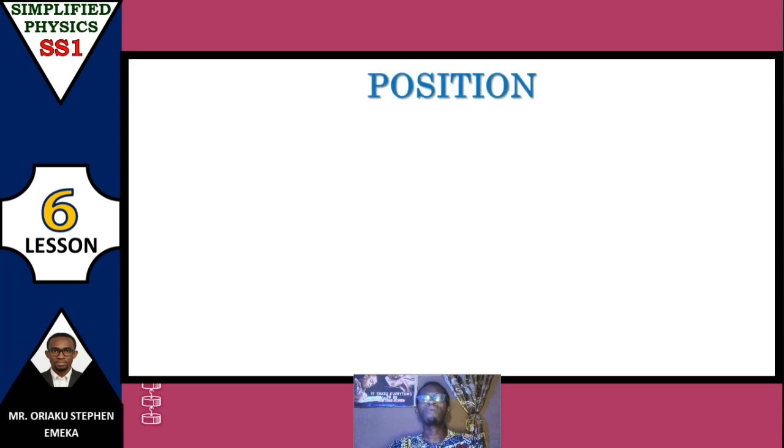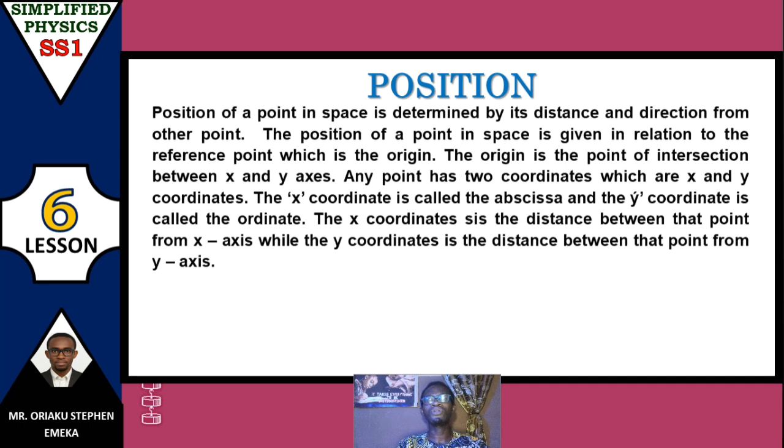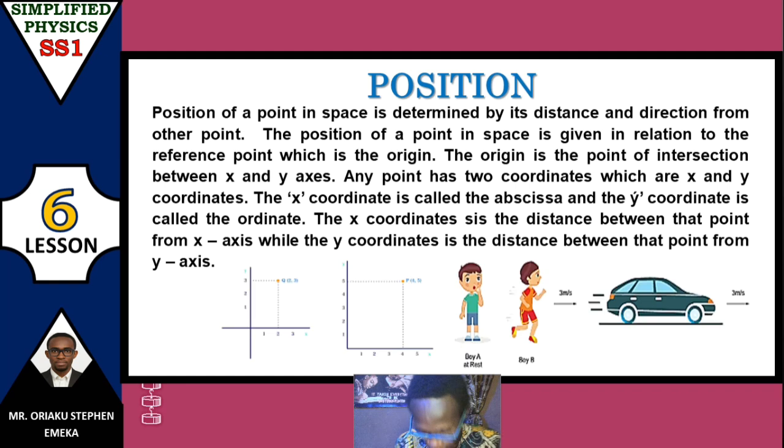Now when we talk about position, what is the meaning of position? The position of an object, what does it mean? The position of a point in space is determined by its distance and direction from other points. The position of a point in space is given in relation to the reference point, which is called the origin.